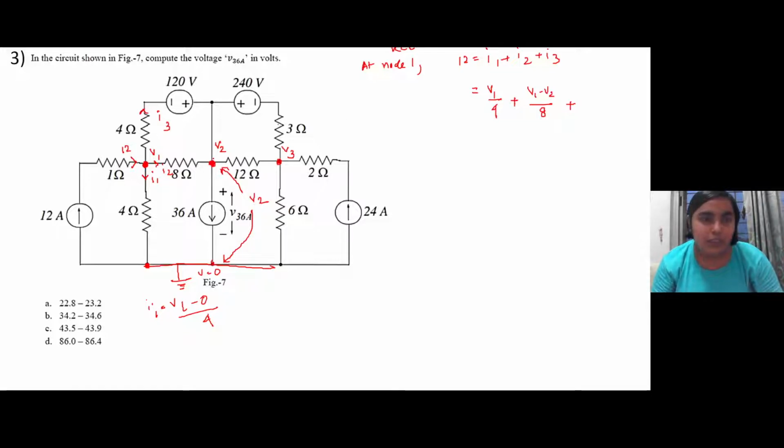And I3 will be equal to V1... Now what is the voltage across this particular node? There is no resistor or any other element connected in this branch, so this node will have the same voltage as V1. It is the same node. So the branch current I3 will be equal to V1 minus, since it has a voltage source connected in the branch, minus of minus 120, minus V2, the node voltage, by 4 ohm. The resistance in the branch is 4 ohm.